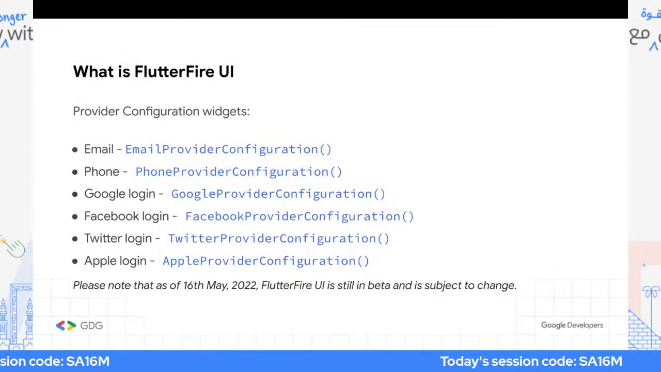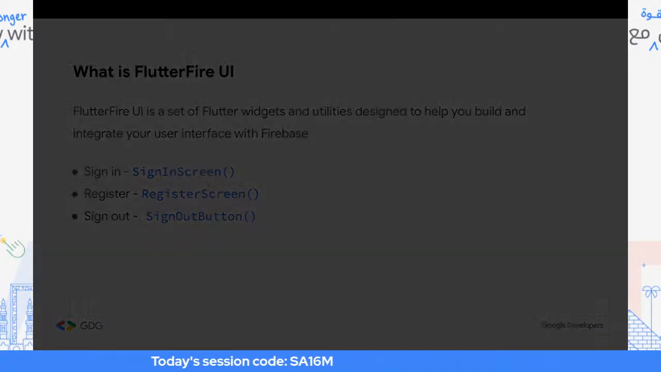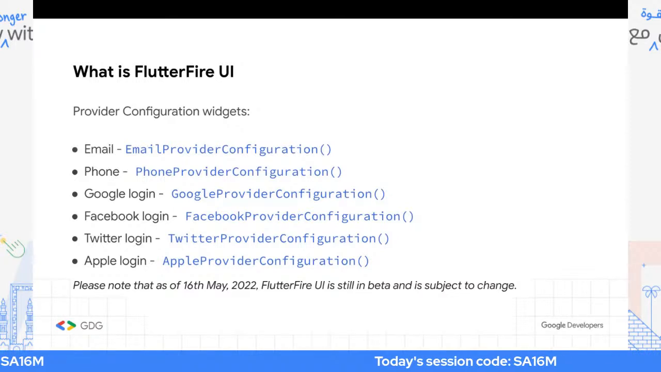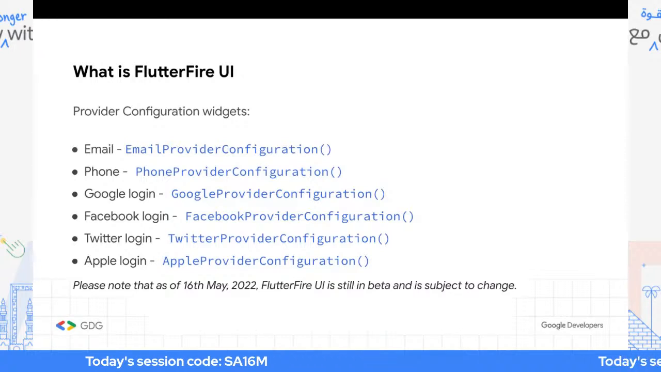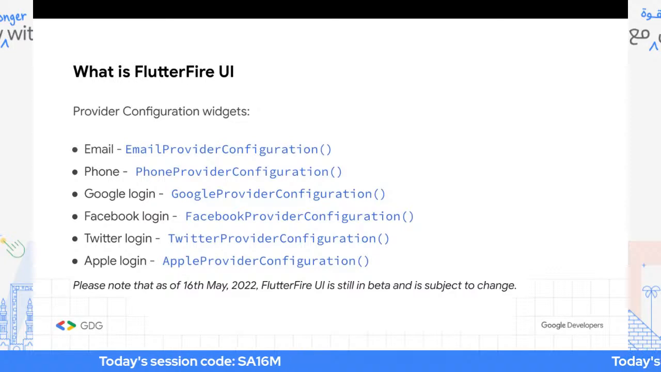So the ones that we saw previously are the UI widgets. Next, we will look at the provider configuration widgets. Like I said previously, FlutterFire UI supports social logins as well as email and phone authentications. So email provider configuration is used when I want to carry out email authentication. And similarly, phone provider configuration when I want to carry out phone authentication. And then we have the social media configurations for Google, Facebook, Twitter, and Apple.